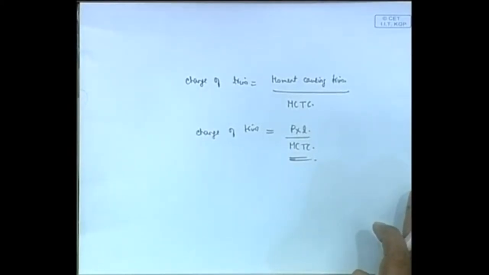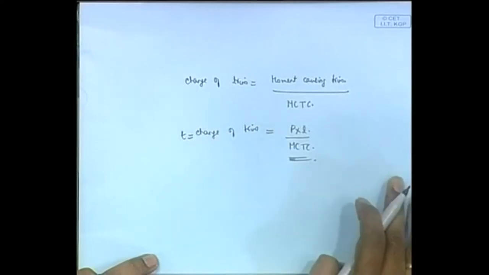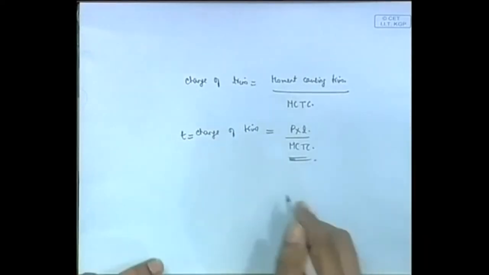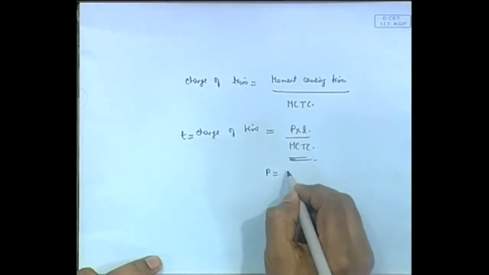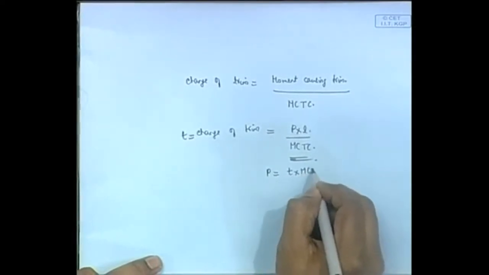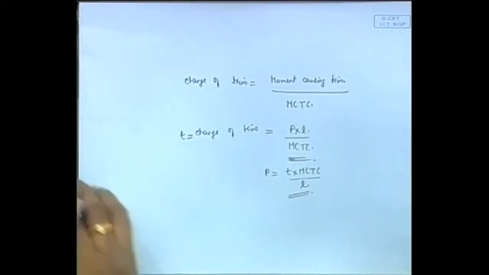Okay, now this is usually written as T equal to P into L by MCTC, or just P equals T into MCTC by L. Okay, now we have some problems. I put the problems up on the screen now. You can read this.